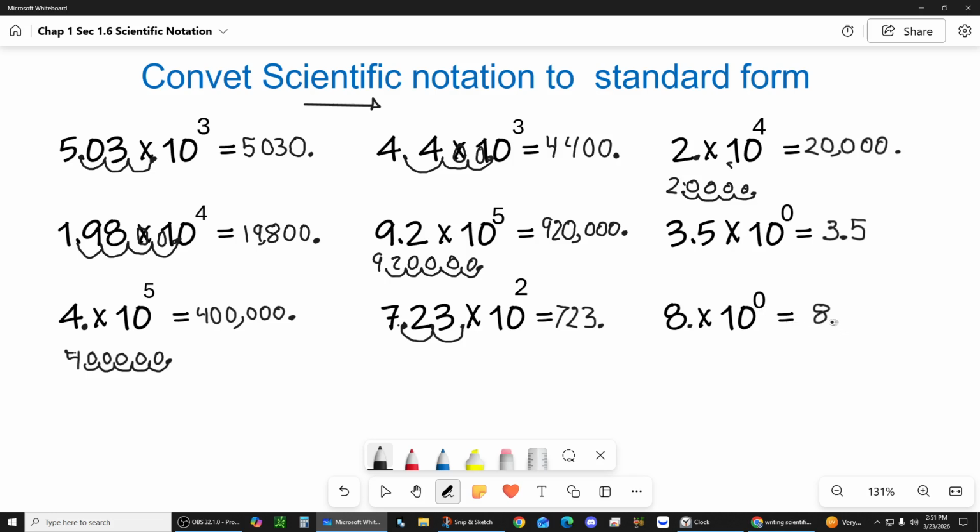Now, when we say the answer is going to be 8, we don't have to write the decimal point. We never do anyway, right? But because we're learning today how to write it in scientific notation, I'm going to write it, but in reality, we don't have to do it. Okay. So the answer in this case is going to be 8, and that's it.